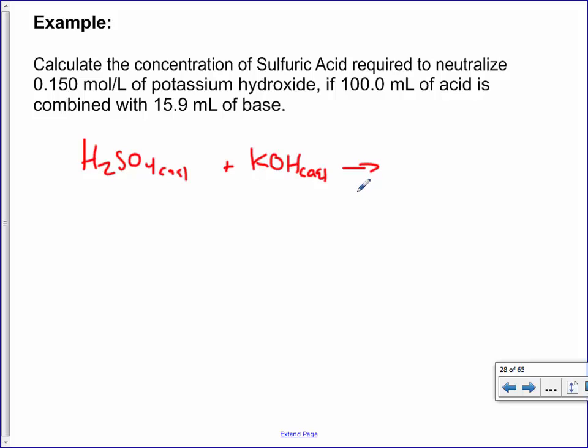Wait, what's this gonna form? Good, yeah, it's gonna form water. Well done, K2SO4. I'm gonna assume that that might be aqueous. I don't really care actually. I'm just gonna go aqueous. Good job on that. Now we need to balance it.